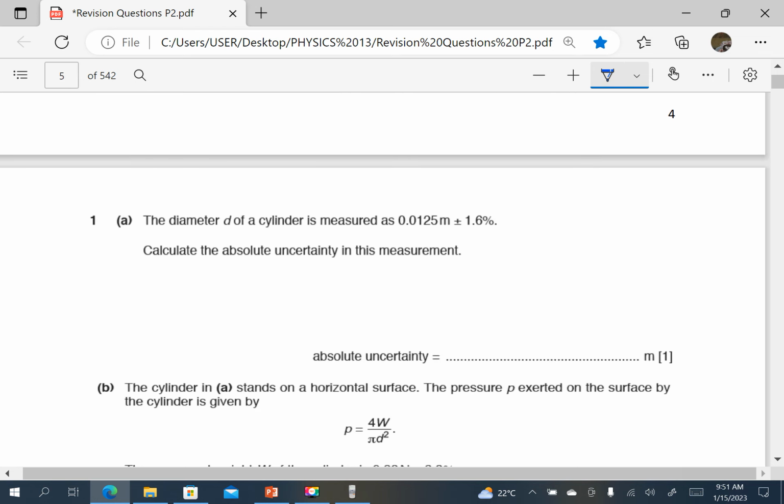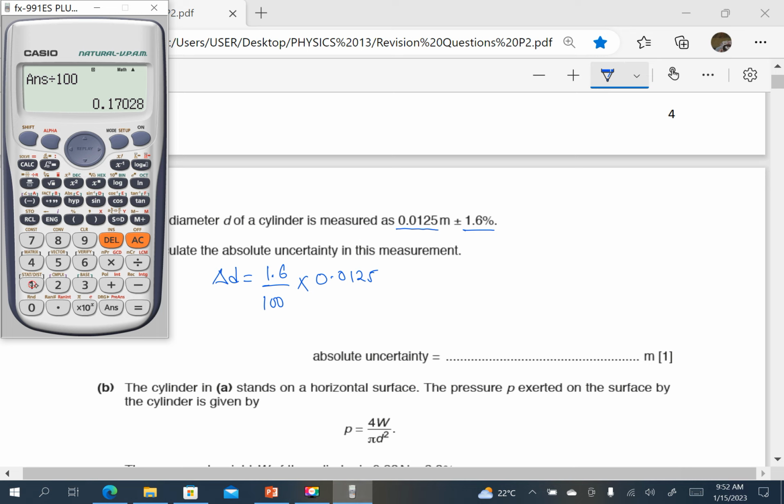Next, the diameter D of a cylinder is measured as 0.0125 plus or minus 1.6%. Calculate the absolute uncertainty in this measurement. Absolute, just convert percentage to absolute. So absolute uncertainty in D is going to be the value of the percentage, which is 1.6, converted to out of 100. Then times the value of D, which is 0.0125. So I'll check this on my calculator.